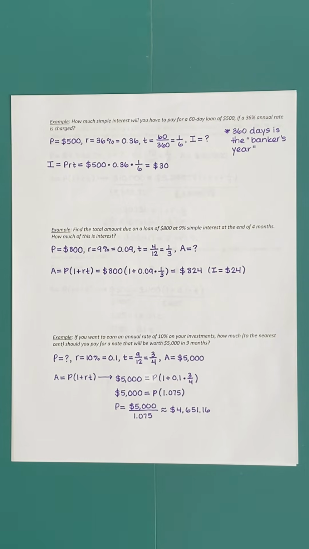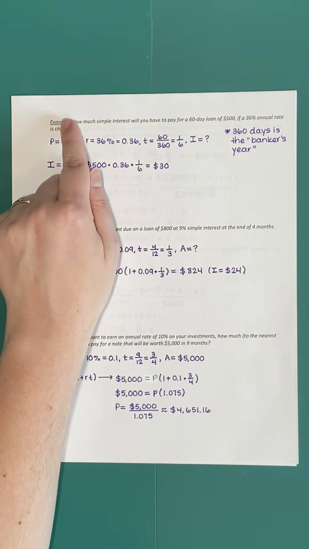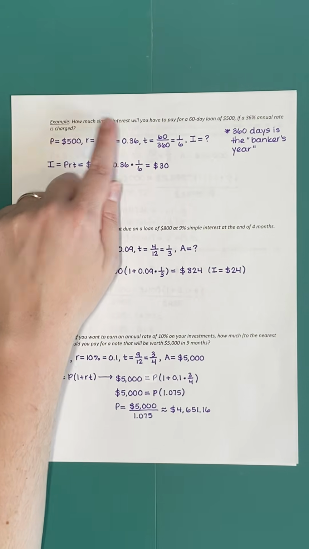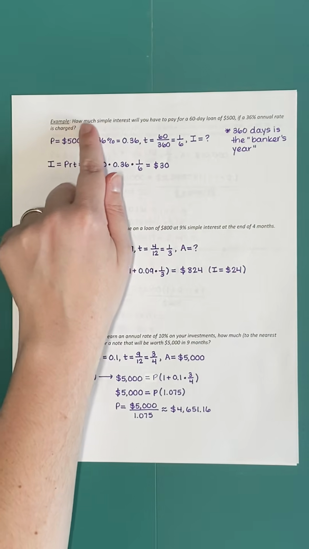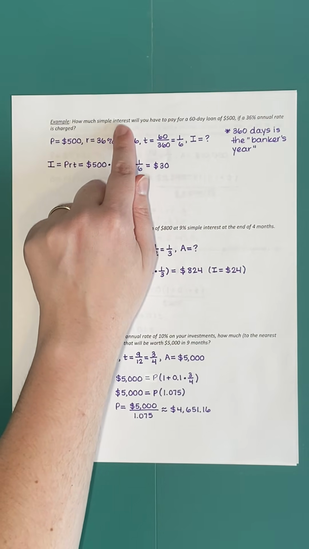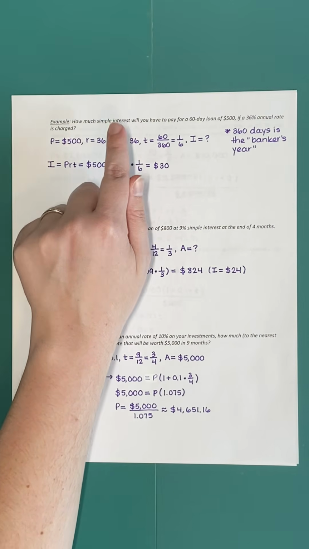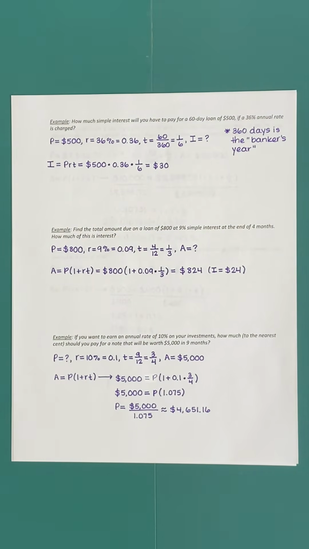Now, a good place to start is to identify the actual question being asked. The question being asked is going to tell you what variable you're attempting to solve for. So the question here is how much simple interest? If we were to take away everything else, everything that gives us additional information, the fundamental question is how much simple interest will you have to pay? So what we're solving for is the value for interest. We call that the variable I. Now that tells me two things. Number one, it tells me what I'm solving for.